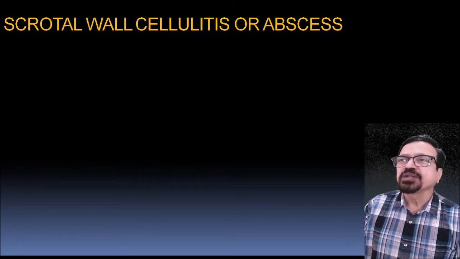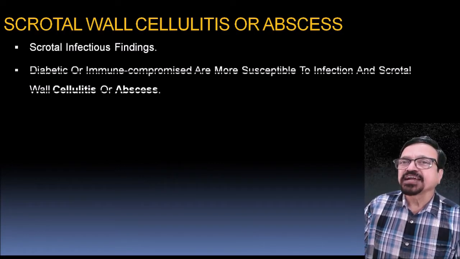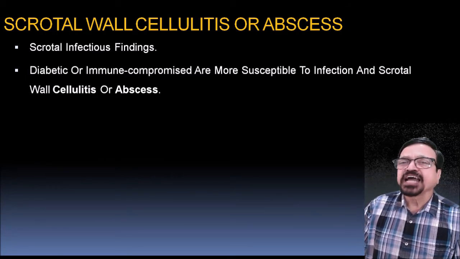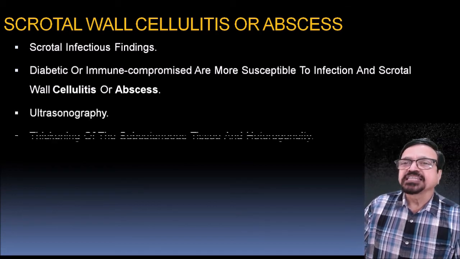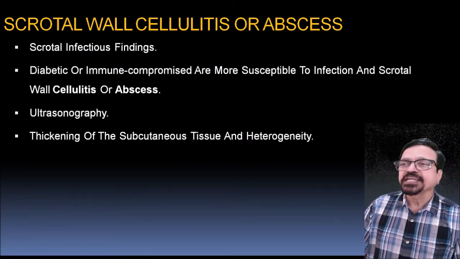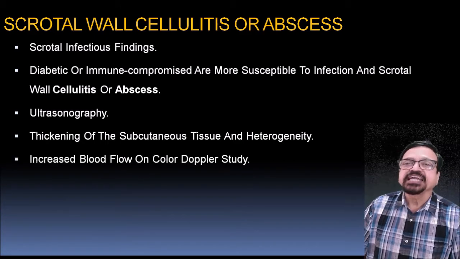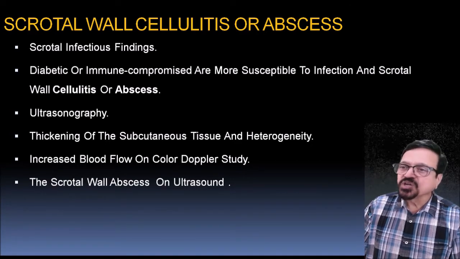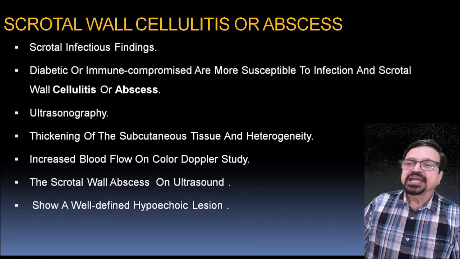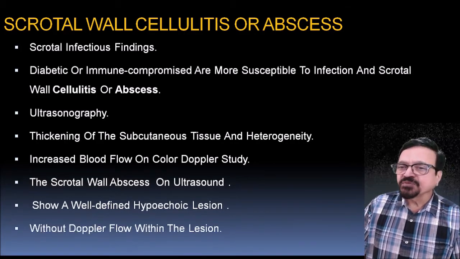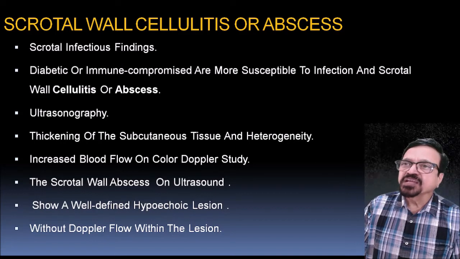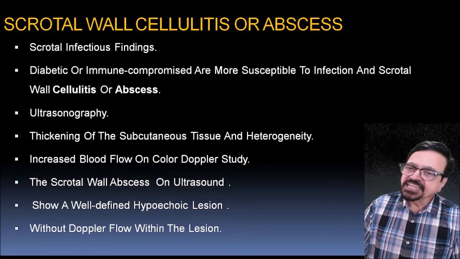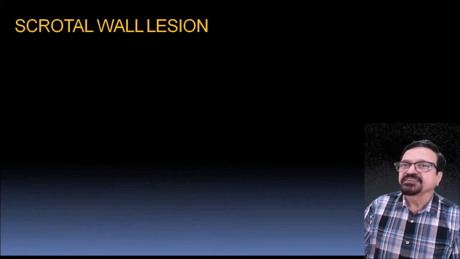Now scrotal wall cellulitis or abscess. Diabetic or immunocompromised patients are more susceptible to infection and scrotal wall cellulitis or abscess. On ultrasonography, there will be thickening of the subcutaneous tissues and heterogeneity, with increased blood flow on color Doppler study. A scrotal wall abscess on ultrasound shows well-defined hypoechoic lesions which represent small abscesses. Within the lesion, areas without Doppler flow are the necrotic areas.